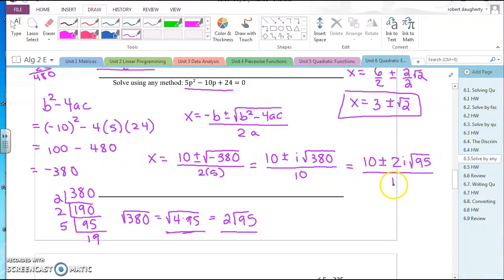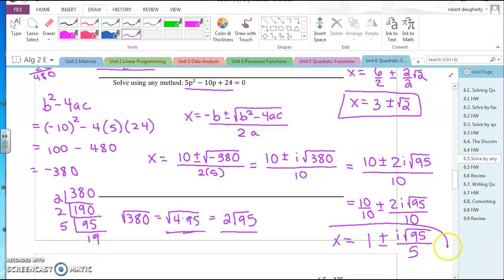All of that over 10. So this is 10 over 10 plus 2i square root of 95 over 10. That simplifies into 1 plus or minus i square root of 95, all of that over 5. So that is your solution.